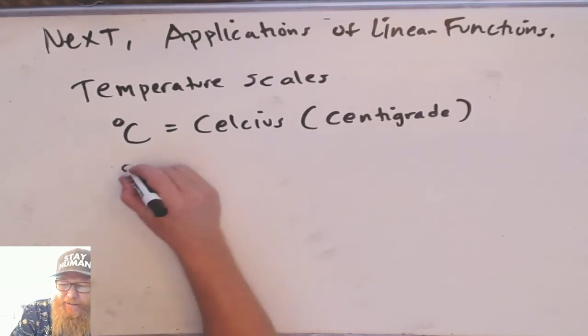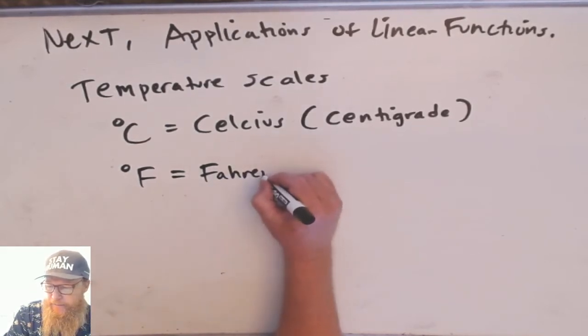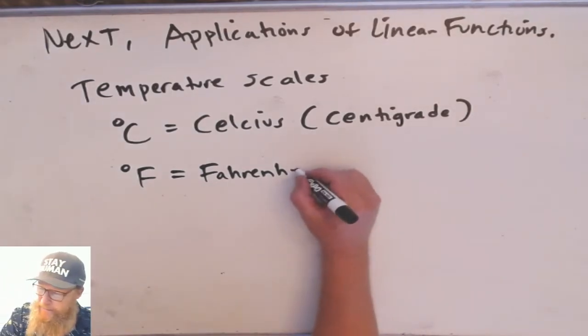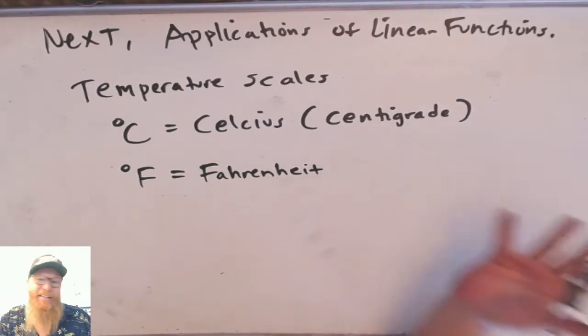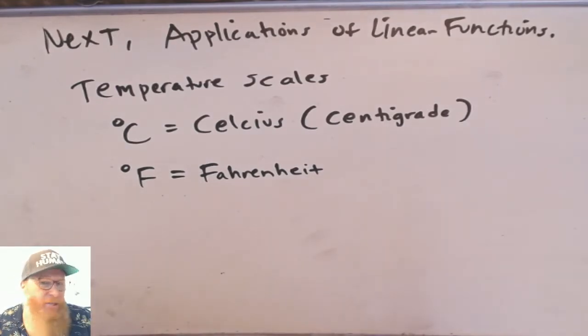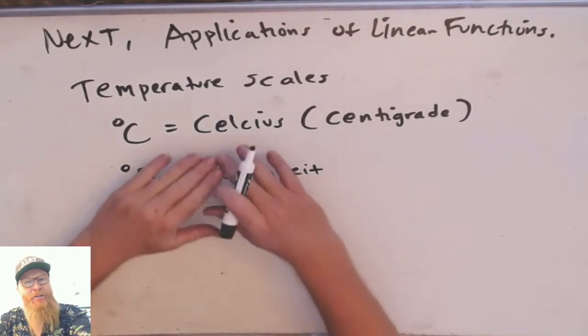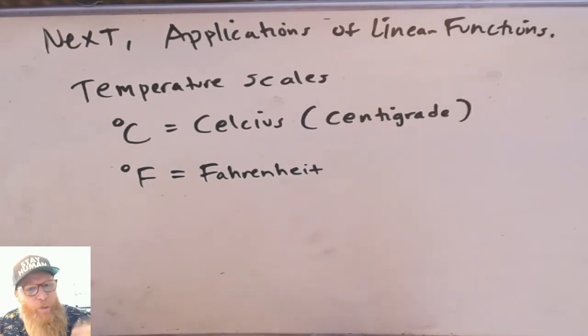And then there is Fahrenheit. I always spell it wrong. Fahrenheit. There it is. Fahrenheit doesn't have another name. It's just called Fahrenheit. You might just know it as normal. If you live in the United States, it's just the normal way that we measure temperature. It turns out the rest of the world is using Celsius and we use Fahrenheit.